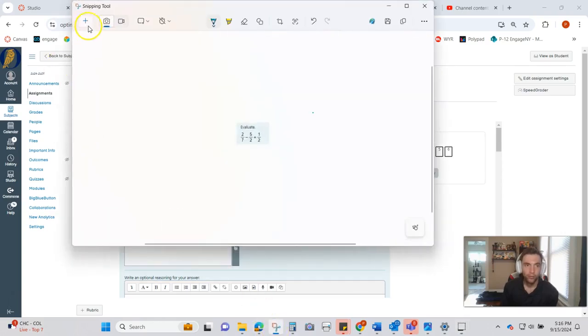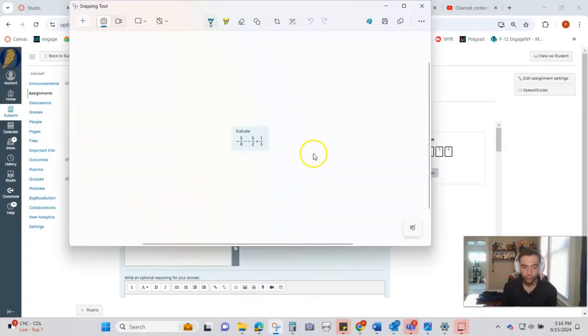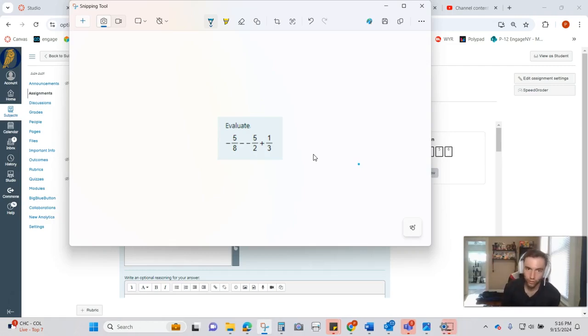Question 1. Evaluate. Oh, it looks like this question is about adding and subtracting fractions. Adding and subtracting fractions.